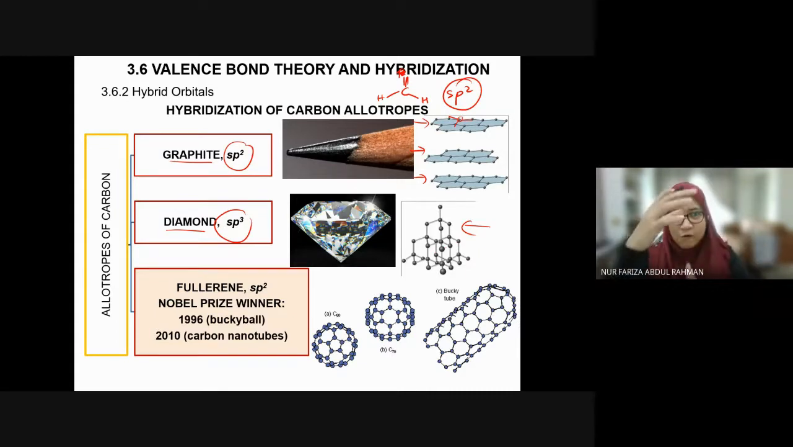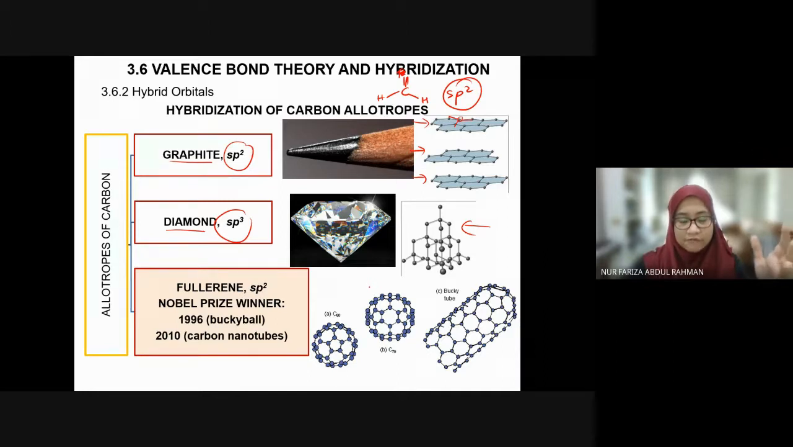As you can see, dia akan form satu structure yang very solid. Okay, the network is very strong. So that's why diamonds are very, very strong. One of the common usages of diamond is to cut metals. Sebab apa? Kekuatan dia tu. Okay, untuk digunakan sebagai pemotong metal ataupun other materials that are hard enough. So we may use diamond.